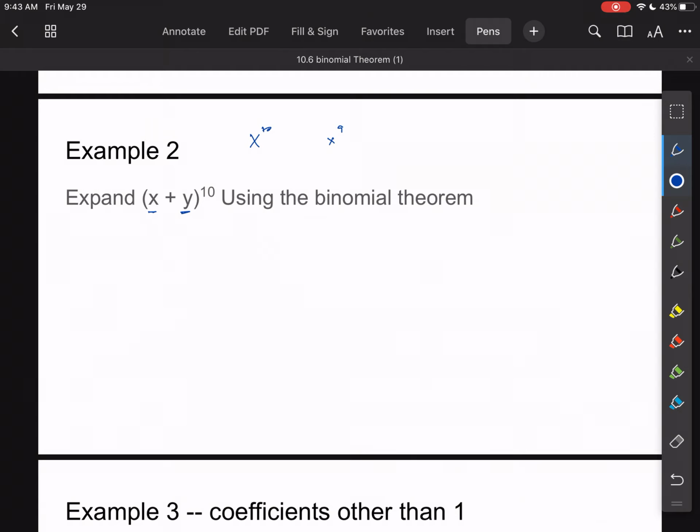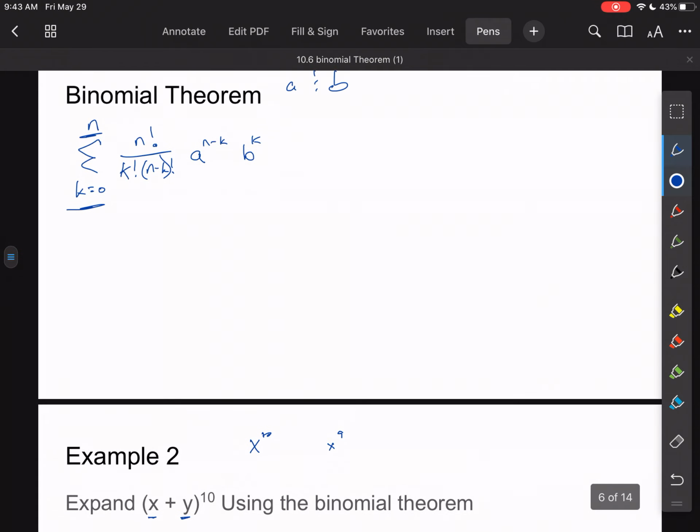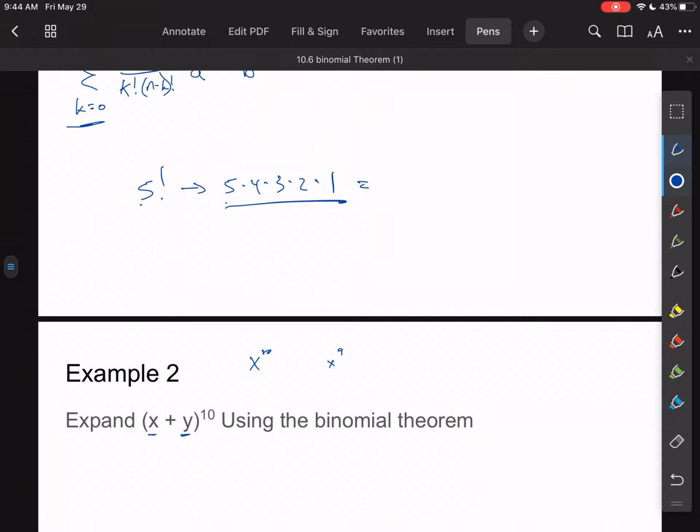To figure this out, I need to find the coefficient in front. I'm going to use this factorial language. Again, if I have 5 factorial, that's the same thing as writing 5 times 4 times 3 times 2 times 1. A factorial is just all the numbers starting with 5, multiplying by a number lower each time.